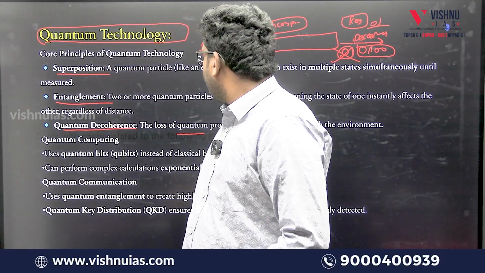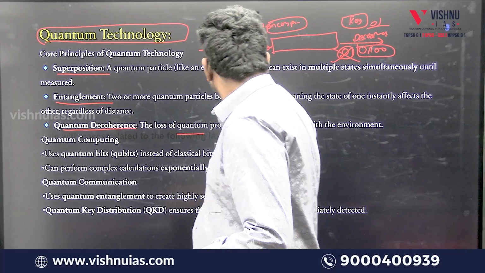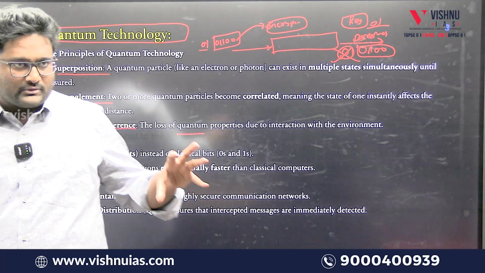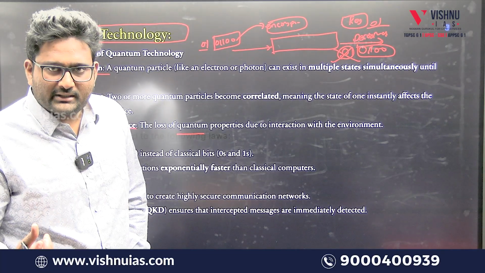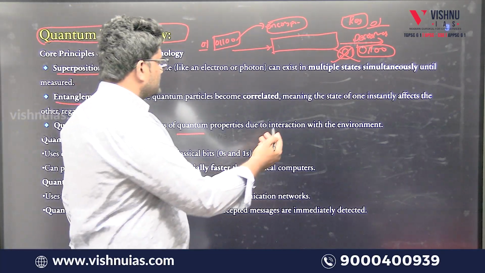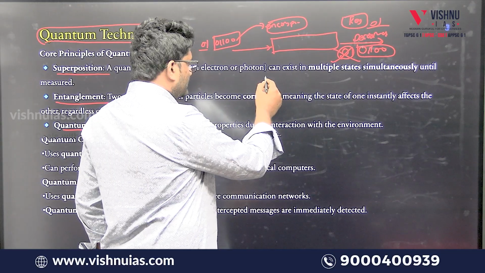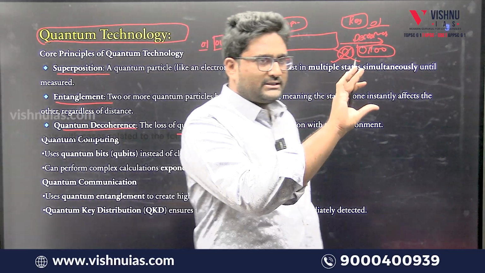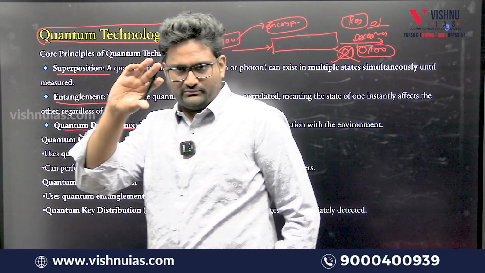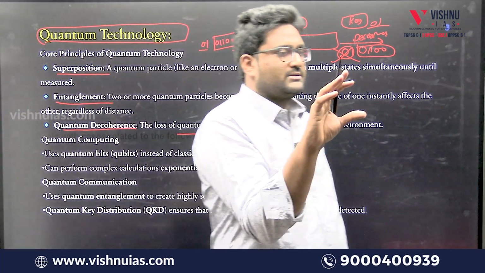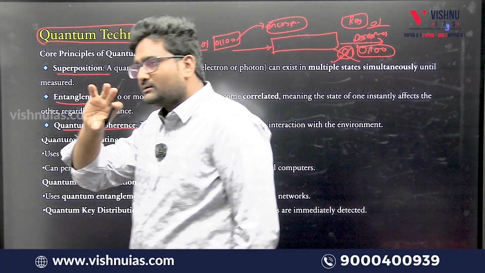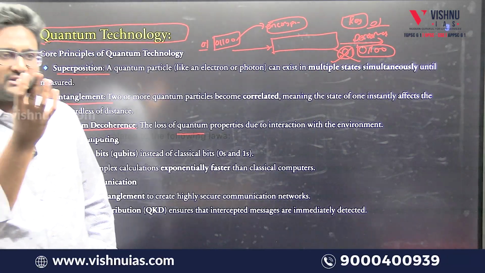So what is superposition? See, in superposition, I will give you a layman explanation that is very useful to you. Generally, an electron can exist in 0 or 1 state. I am going into a little bit of physics. That is not much important, but understand the concept. That is very important. An electron can exist in 0 or 1 state.